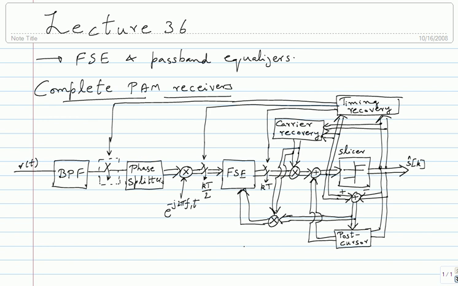Okay, so the various things to note. First of all, the first thing to note is that there are a lot of loops. Previously we never showed any loops in the receiver, but you see there are a lot of loops. All of the loops involve the slicer input and output. The first loop is the equalizer update loop, and the other loop is the timing recovery loop.